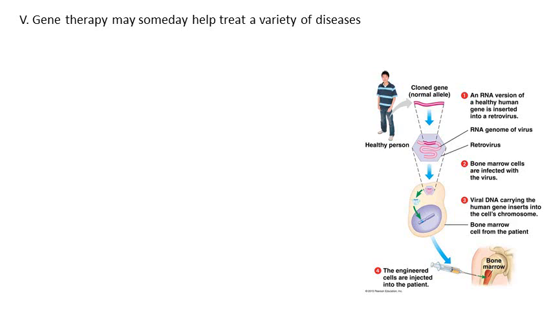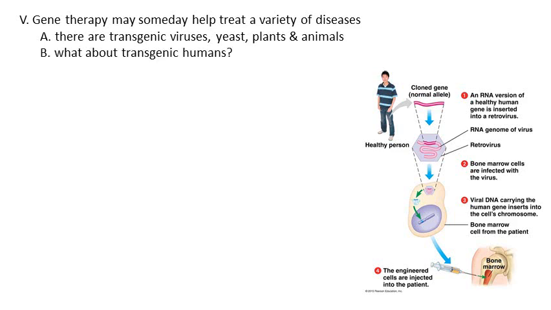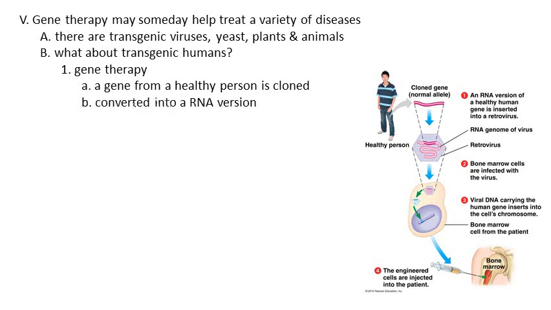And perhaps someday gene therapy may help us treat even more kinds of diseases as well, because we may be able to use viruses to infect human cells, to insert genes that are defective and cure diseases. So what about transgenic humans one of these days? That's the idea. That would be the result of gene therapy in humans. You could potentially take a gene from a healthy person. You could get that gene into an RNA version. You could get that RNA version into a retrovirus.